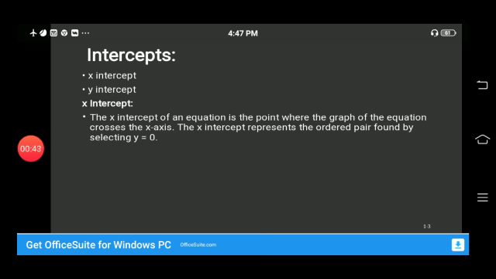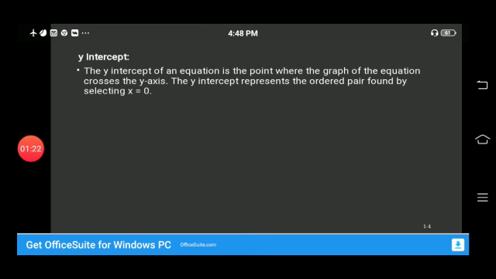Firstly, x-intercept. The x-intercept of an equation is the point where the graph of the equation crosses the x-axis. So where the graph of the equation crosses the x-axis, y is 0. The x-intercept represents the ordered pair found by selecting y is equal to 0. When you put y is equal to 0 in an equation, the pair you get is known as the x-intercept. The value which you find for x is the x-intercept.